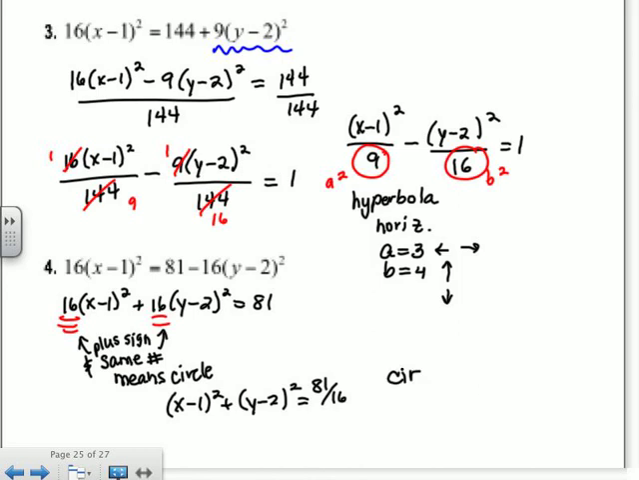My center is my h, k, so it's 1, 2. And my radius, you guys said it earlier, what was it? When we had it set up as an ellipse, you guys said A and B were both 9 over 4, right? That's what your radius is. Okay, so a circle is an ellipse. It's just an ellipse that has A equal to B. Next step.